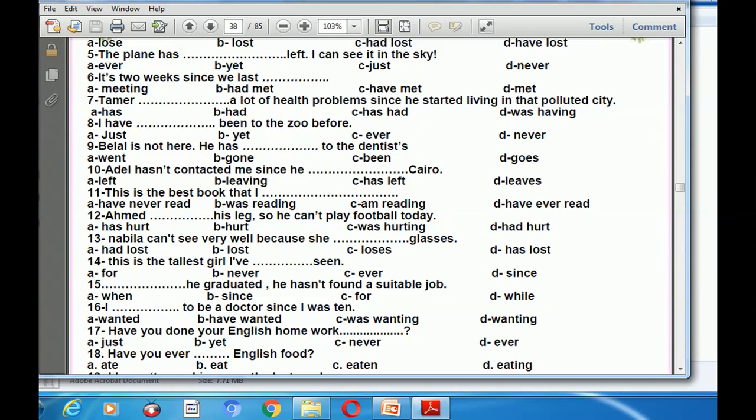It's 2 weeks since we lost. We mentioned before that it's plus a period of time, and since, after since came the past simple tense. So the answer will be met. Number D. It's 2 weeks since we last met. Tamer has faced a lot of health problems since he started living in that polluted city. Tamer, yes, has had a lot of health problems.